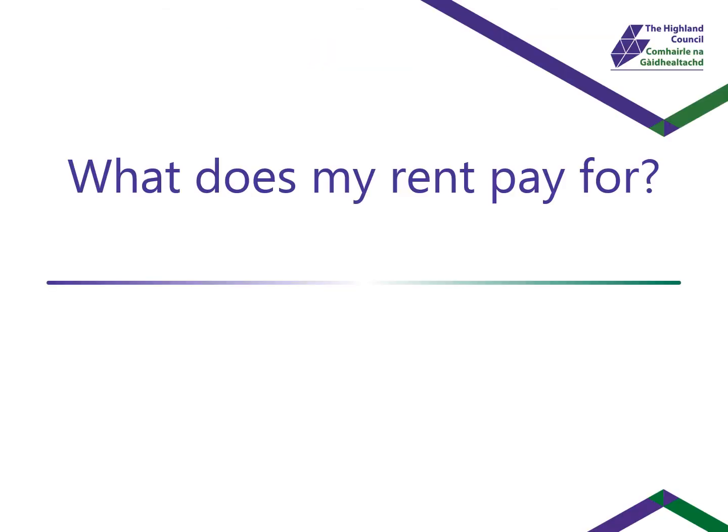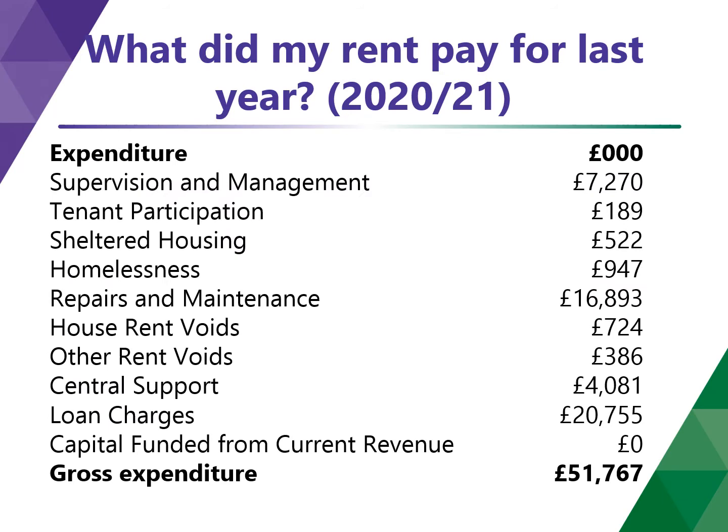What does my rent pay for? Your rent goes towards loan charges. This is the cost of borrowing for capital improvements and new build houses, much like a mortgage or a home improvement loan. CFCR. This is a balancing figure. Any excess in the HRA goes towards additional capital works and reduces borrowing requirement.